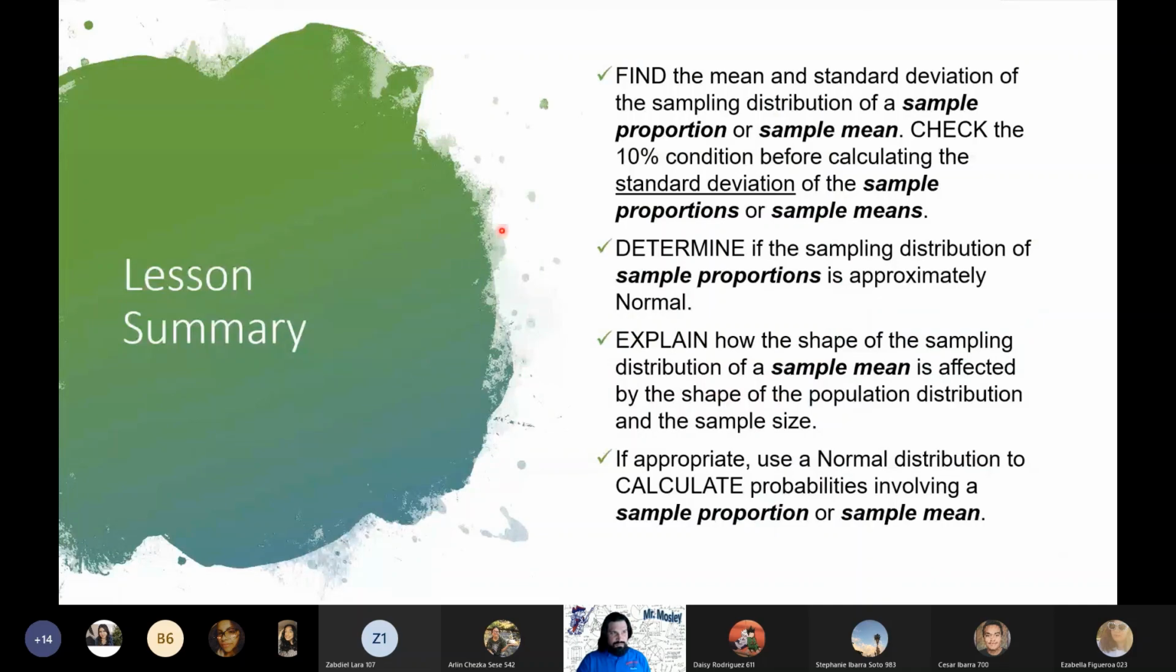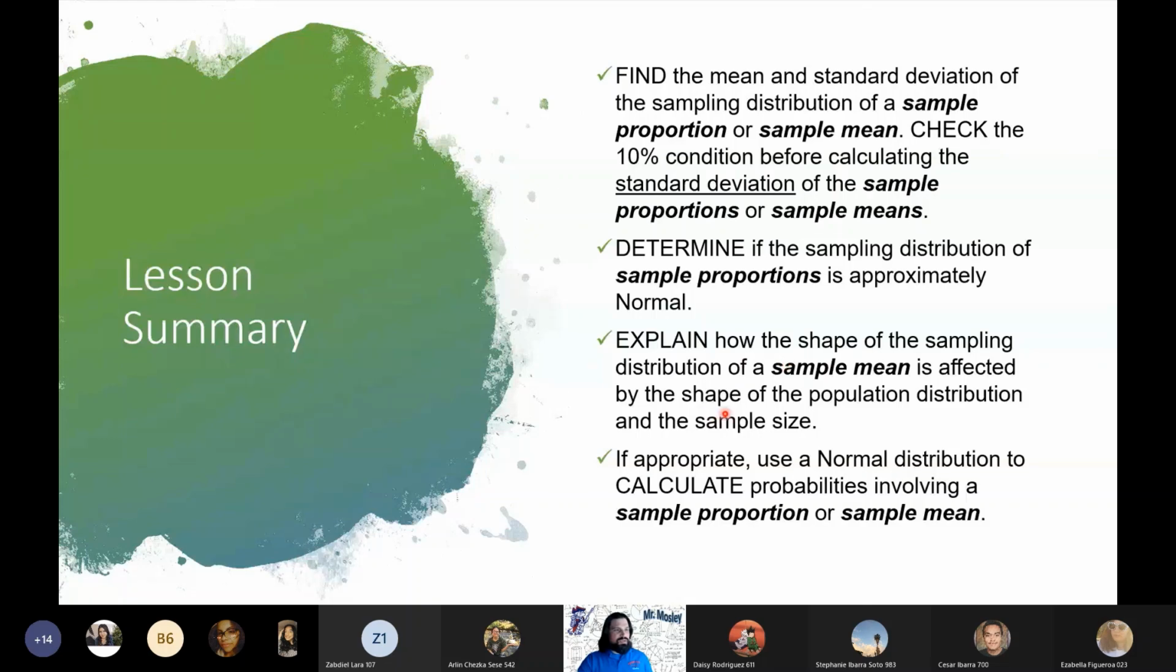So in summation, we can now find the mean and standard deviation of the sampling distribution of a sample proportion or a sample mean. And in both cases, we know we need to check the 10% condition before calculating a standard deviation. We can determine if the sampling distribution of sample proportions is approximately normal. We know that for a sample mean, the distribution is approximately normal if the parent population was normal, or if the central limit theorem is met. And for a sample proportion, we know that it's approximately normal if the large counts condition is met.